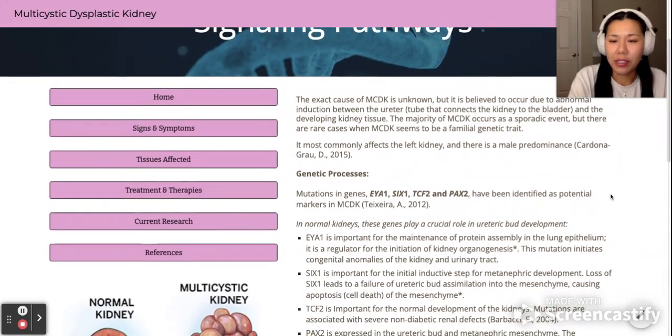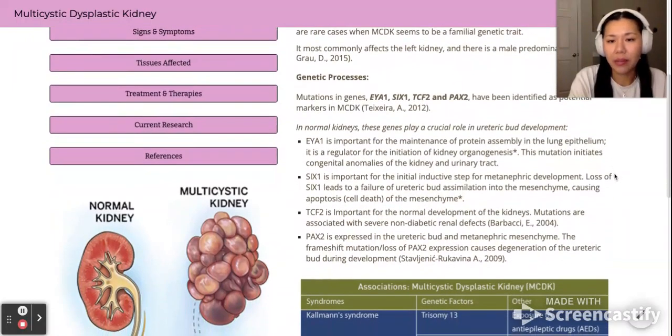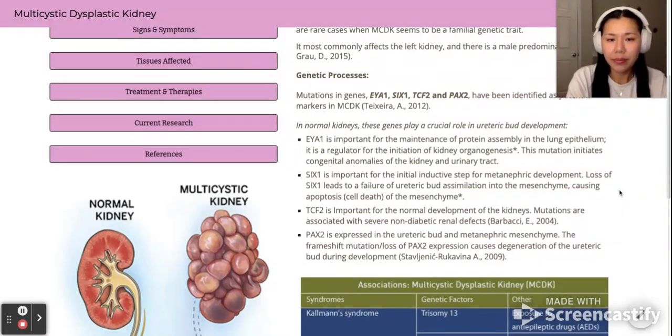And now, while most of this occurs as a spontaneous event, there are links to a genetic trait. So certain mutations in genes, like we see the EYA1, SIX1, TCF2, and PAX2 have been identified as potential markers. So all these genes play a crucial role in ureteric bud development. So of course, any dysfunction in any of these genes can lead to the improper development of the kidney.